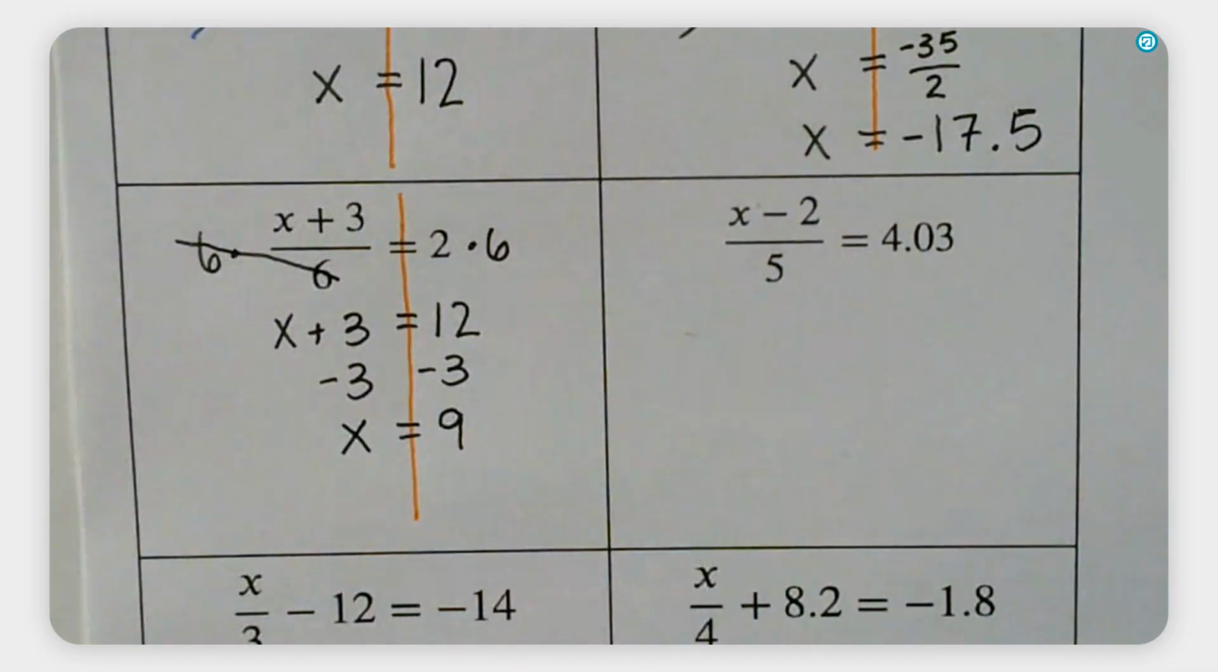Okay, and then the opposite of dividing by 4 is multiplying by 4. So we'll multiply both sides by 4. And we'll get x equals negative 40. Negative 10 times 4 is negative 40.